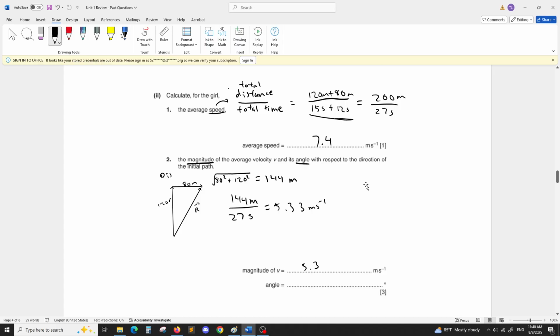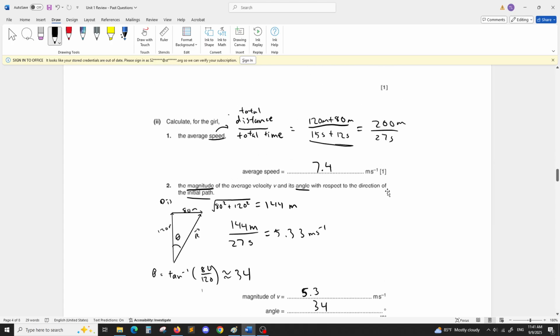And then now they want the angle with respect to the direction of the initial path. So remember it's the initial path, so we have to go off this north. So we're in fact calculating this angle right here. And this angle is equal to the tan inverse of 80 over 120, which is about 34 degrees.